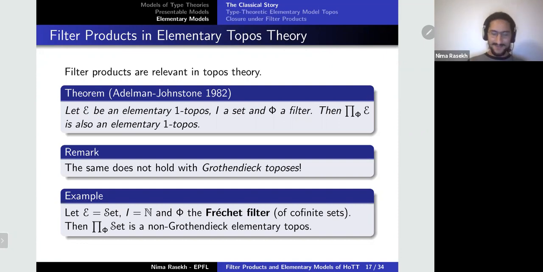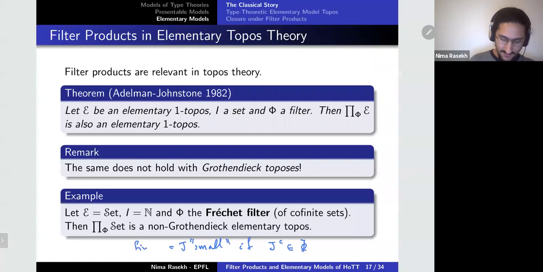Notice in this particular case, remember I said J is small if the complement of J is in phi. But what does that mean here? Small here literally means finite, since being cofinite means the complement is finite. So that intuition works here very precisely: being small just means finite. In other words, the morphisms in the filter product are collections of maps that differ only up to a finite subset.